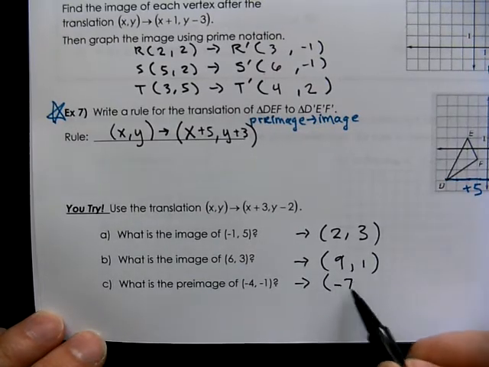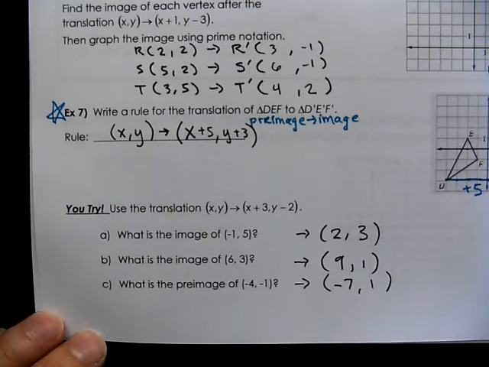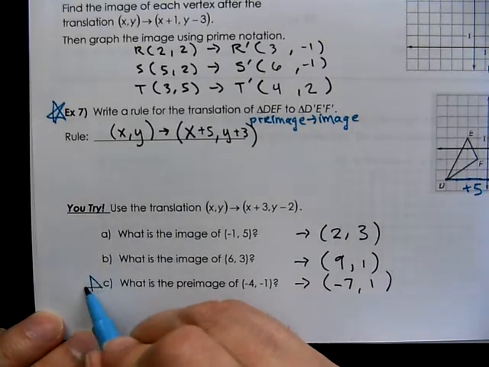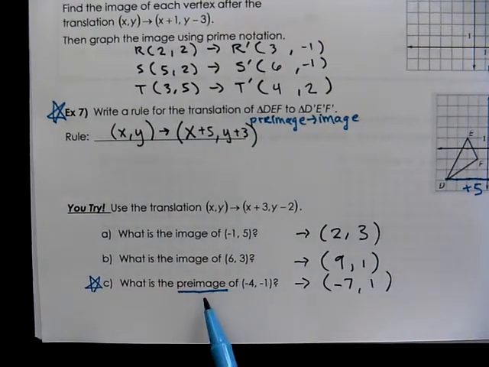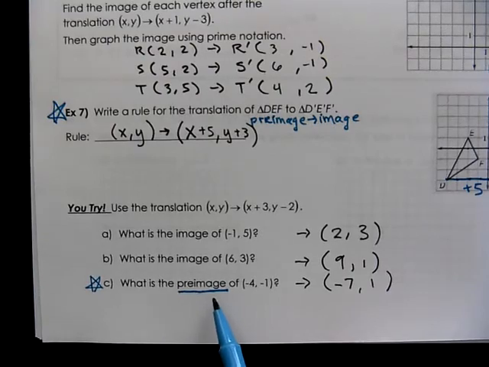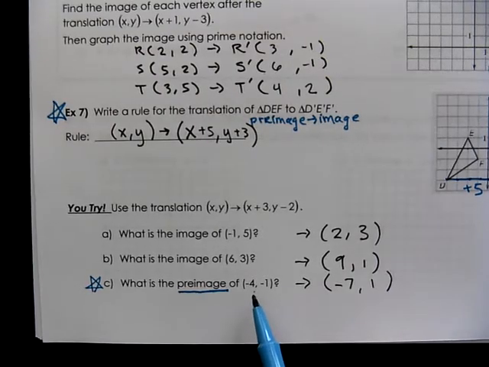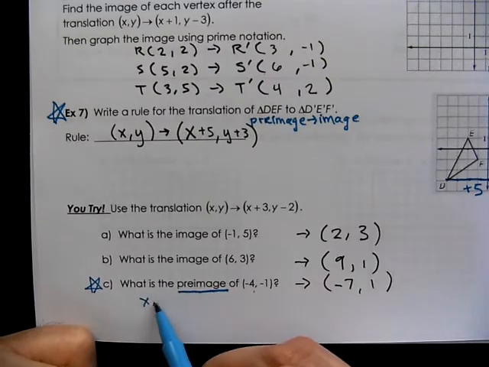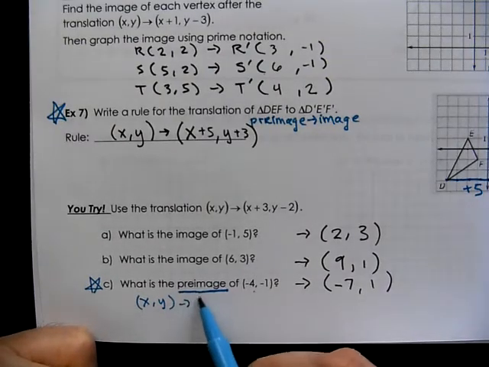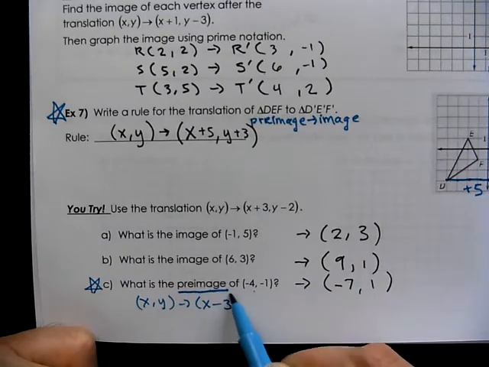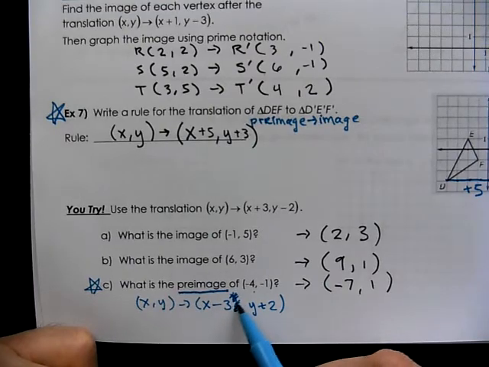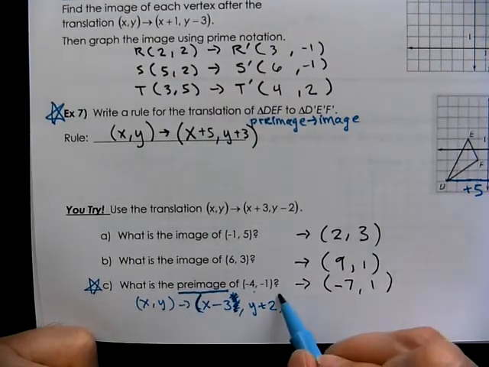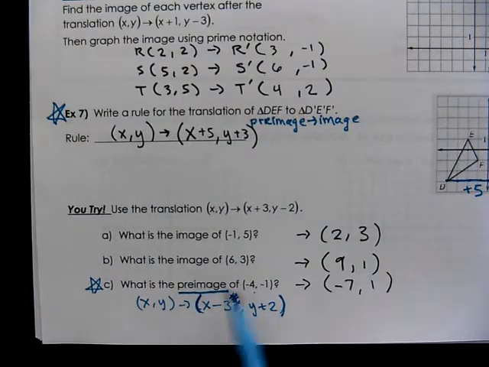Here are the answers, and what you've got to watch out for. The tricky one is part C. We saw an example of this on the first page, but remember, when it's asking for the preimage, you have to work the rule backwards, because we're trying to figure out where this point came from before it moved. That means you would take the rule that's given and change the sign. So instead of x plus 3, it's x minus 3. Instead of y minus 2, it's y plus 2. I want to take that parenthesis out. That wasn't supposed to be there. And so that's the rule we would use to work backwards to find the preimage, and that's how we got the values of negative 7, 1.